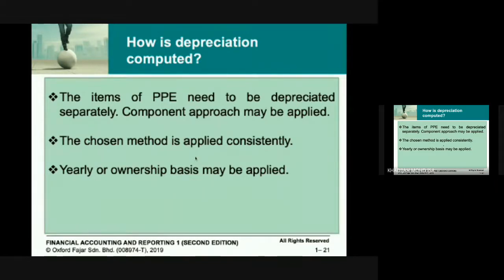Once you choose the method of depreciation, you have to apply the method consistently. You cannot use one method this year and another method the other year. No, you cannot do that. Accounting is about consistency. And then there are two options: whether you want to depreciate yearly or use the ownership basis.